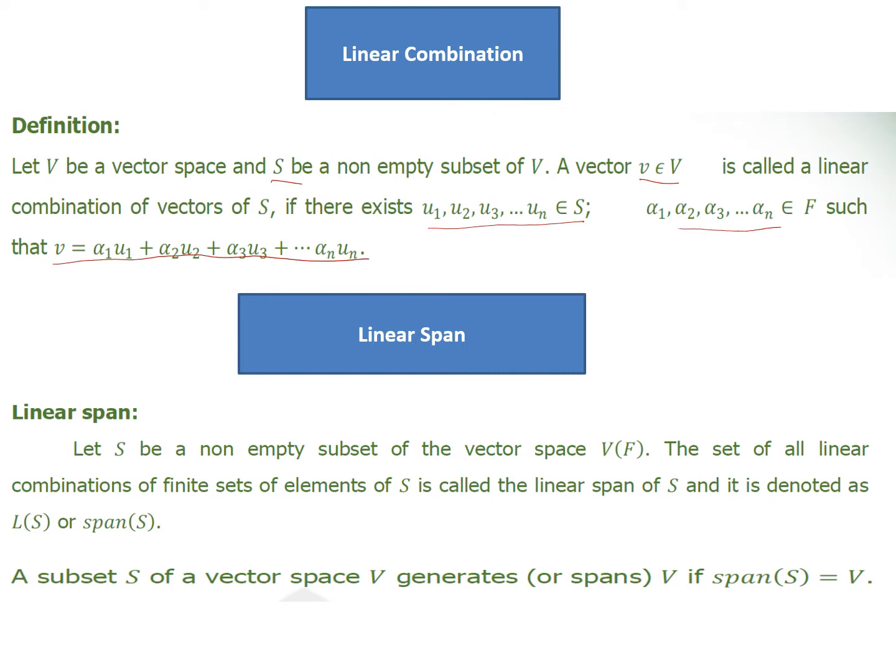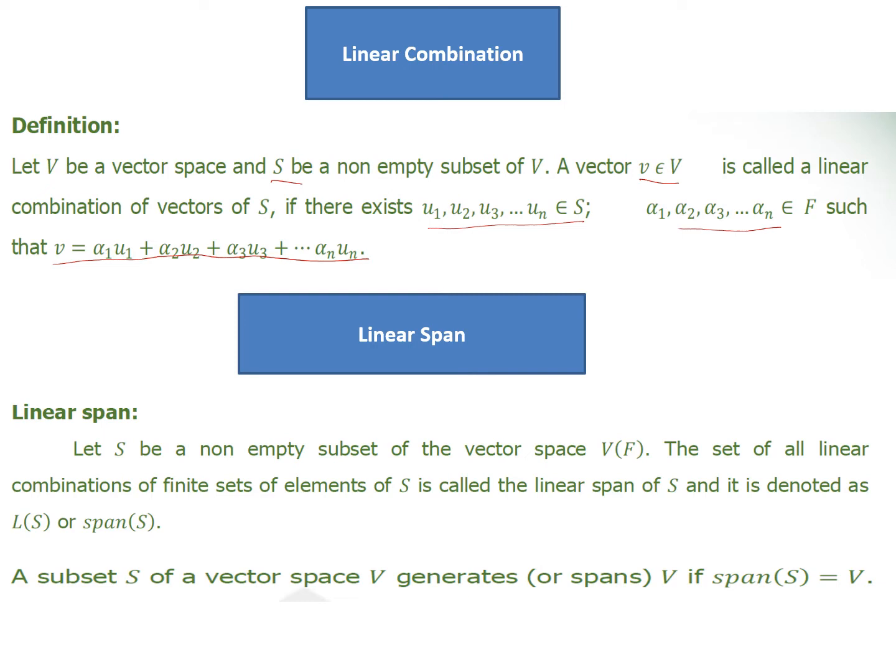Plus alpha n un. So a vector v in V, you will be able to write it as a linear combination of these vectors u1, u2, etc., un. The alphas are scalars, and u1, u2, etc., un are vectors of S.